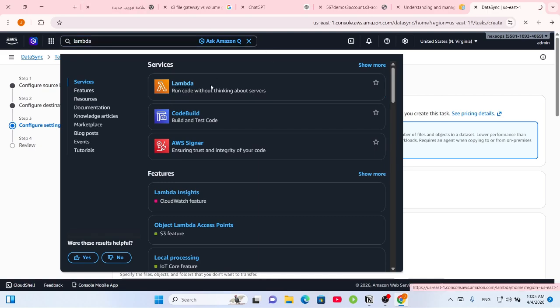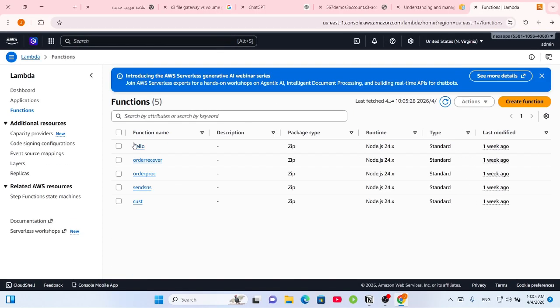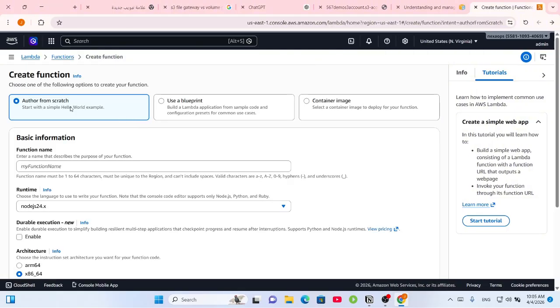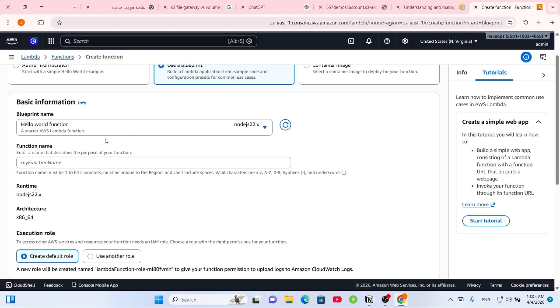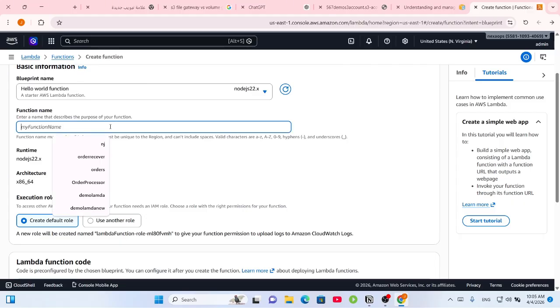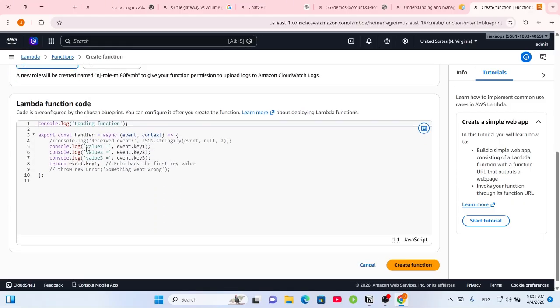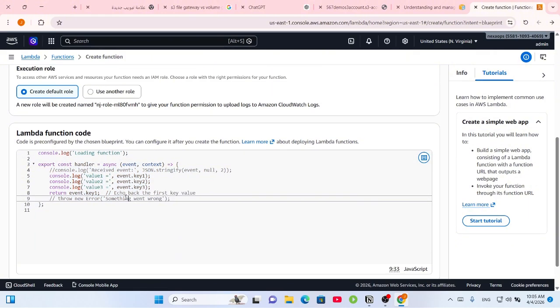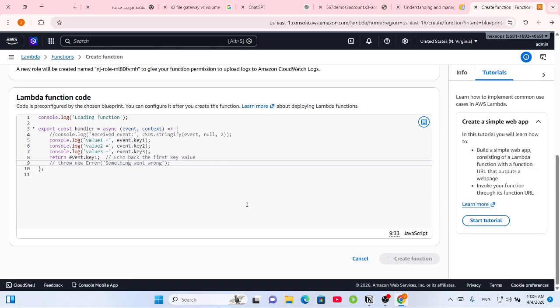We dedicated a video special for Lambda actually before. So these are my functions. Basically, think of them as functions. We create a function here. If you want to do it from scratch, you can choose here, but I want to do it using a blueprint. Blueprints, you can choose from here what type of function you need. I just need a hello function, and just keep it like that. Choose any name here, doesn't really matter. So this is a function that gives you this output. Okay, you can create the role and you can create the function here.